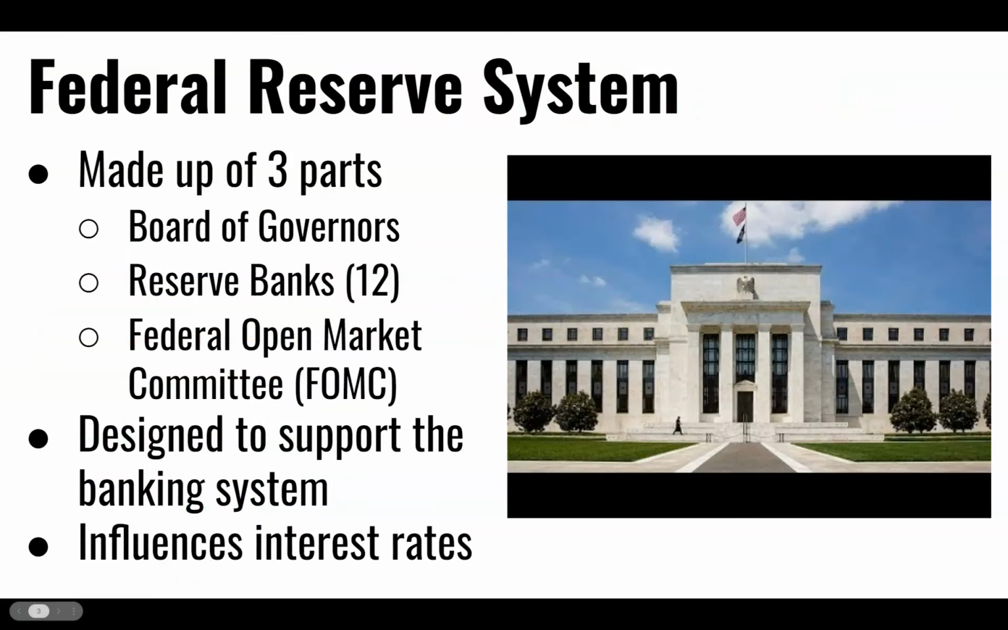So the Federal Reserve System is made up of three parts. One is the Board of Governors. The second is the Reserve Banks, of which there are 12. And finally, what's known as the Federal Open Market Committee, or FOMC. The purpose of these elements is to help support the banking system and ensure its stability and its long-term health. And the Federal Reserve's primary duty is to influence interest rates so that they can sort of control how the economy is doing.